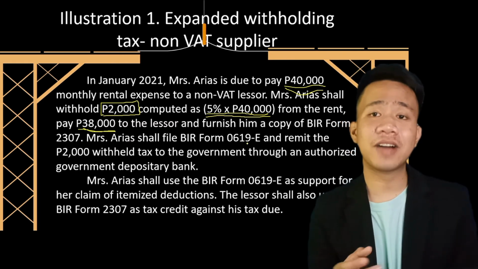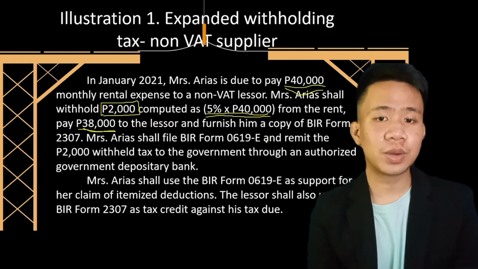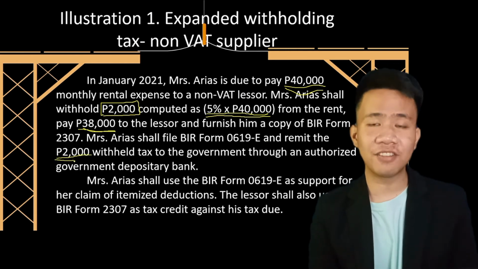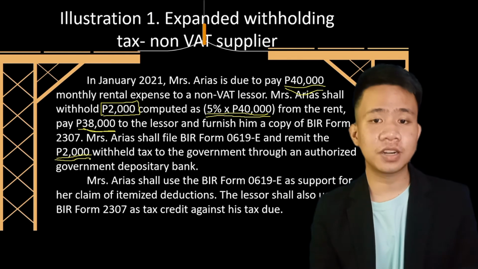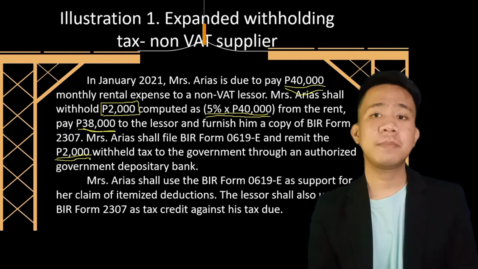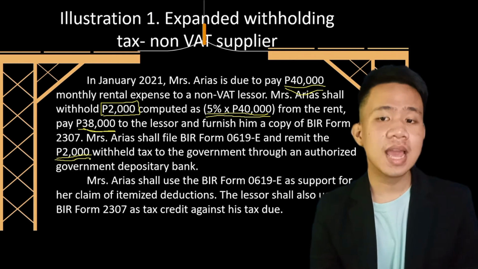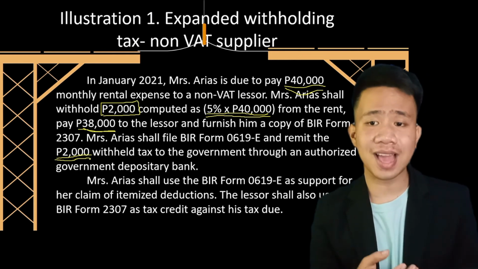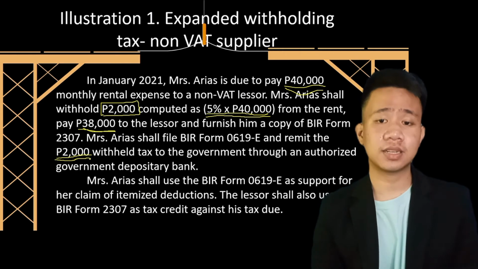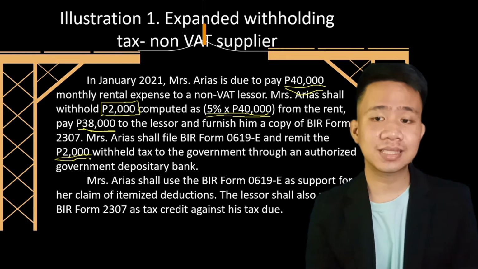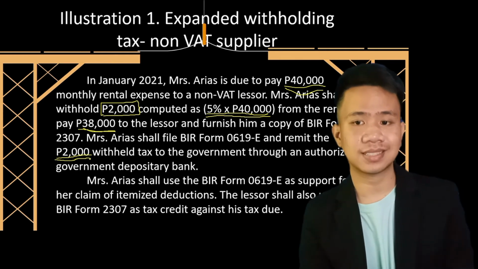Mrs. Arias shall file BIR Form 0619E and remit the 2,000 pesos withheld tax to the government through an authorized government depository bank. Mrs. Arias shall use the BIR Form 0619E as support for her claim to itemized deductions. The lessor shall also use the BIR Form 2307 as tax credit against his tax due.